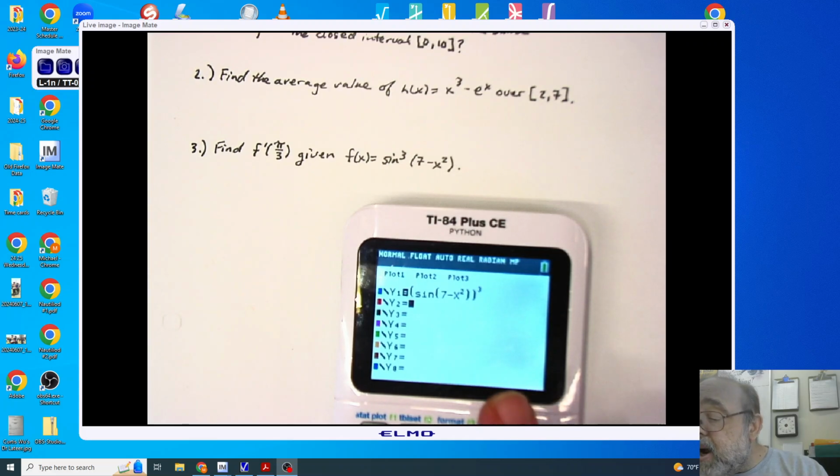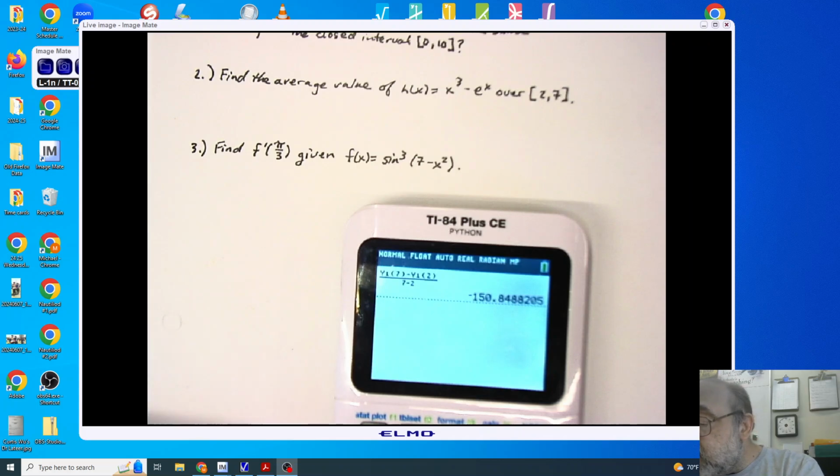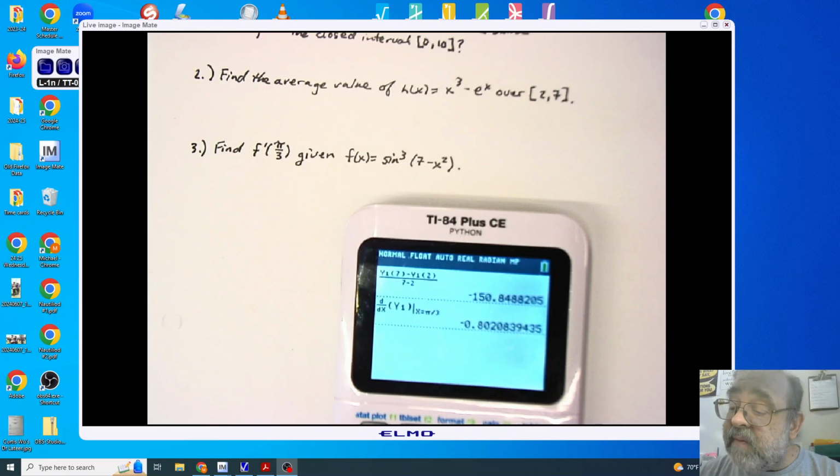I can now go to my home screen, and I can hit Math 8, the derivative of the function that I put into y1 at pi divided by 3. When I hit enter, I get my derivative, and I end up with negative 0.8020. That is the derivative of the given function, being careful to make sure we cube the sine of 7 minus x squared so that we can find our correct value.